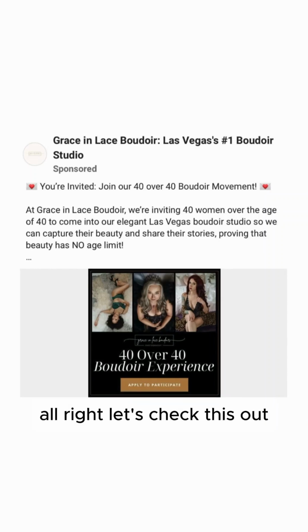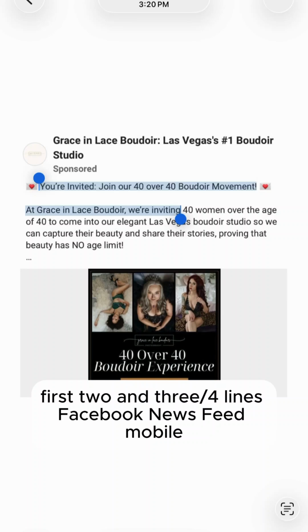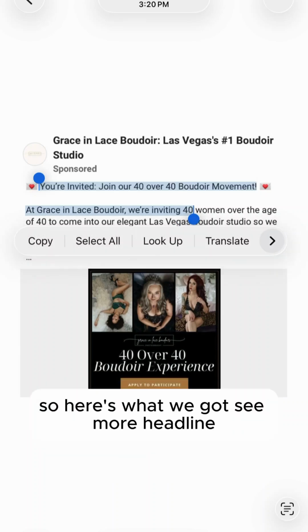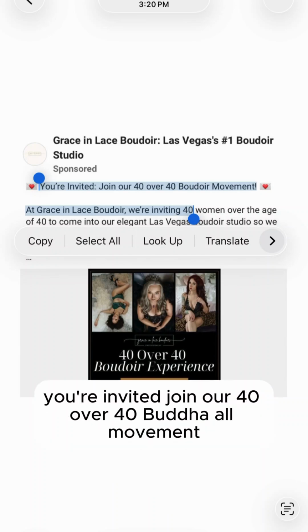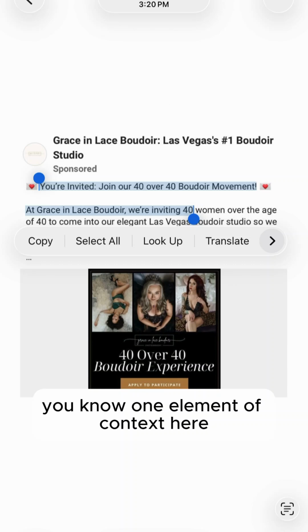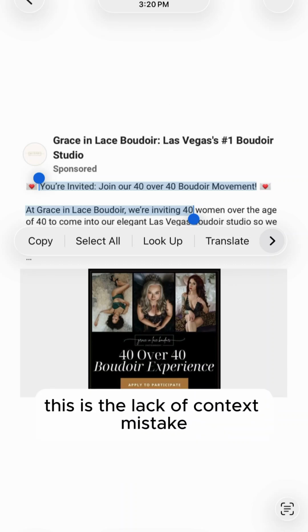All right, let's check this out. Look at the see more headline here. First 2 3/4 lines, Facebook, newsfeed mobile. So here's what we got. See more headline: You're invited. Join our 40 over 40 boudoir movement. Business boudoir 40. All right. So we got like one element of context here, 1 point of context. Yeah, it's just the lack of context mistake.